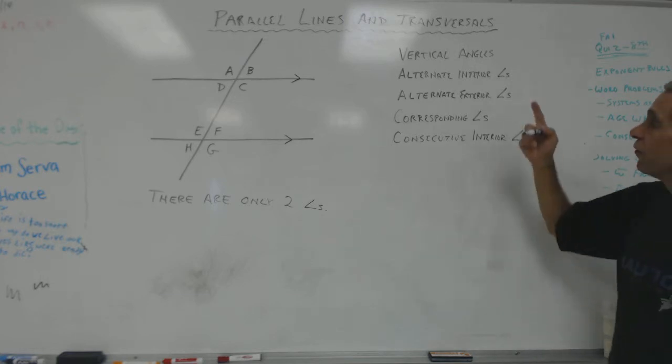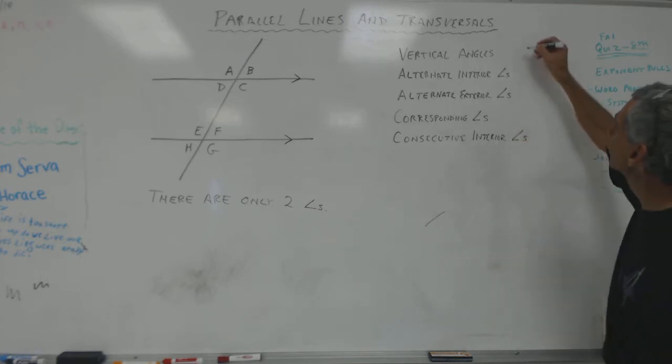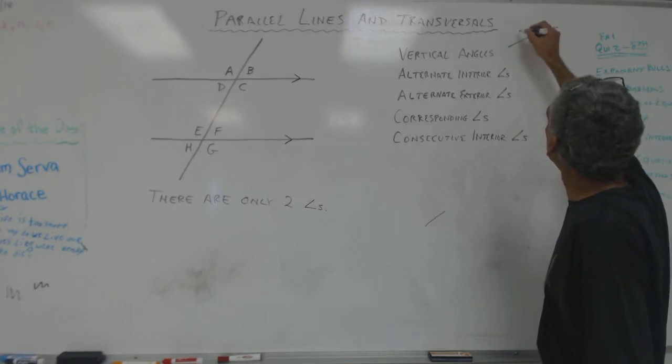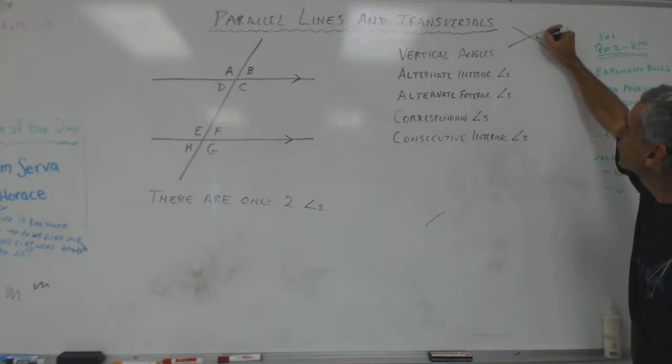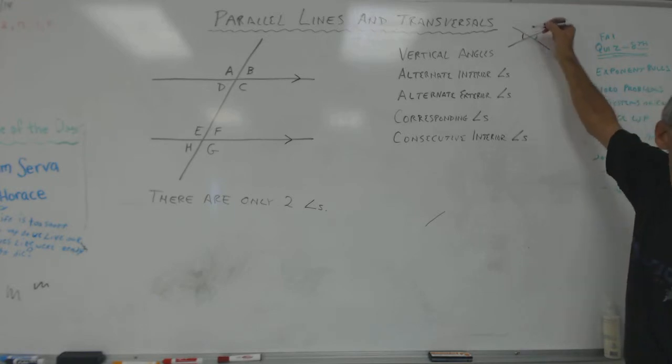Now, first of all, a vertical angle. If you have two straight lines, well, here, I'll do it up here. If I have two straight lines, and you see how you've got this angle here, and it's opposite this angle here, right? Those are called vertical angles.